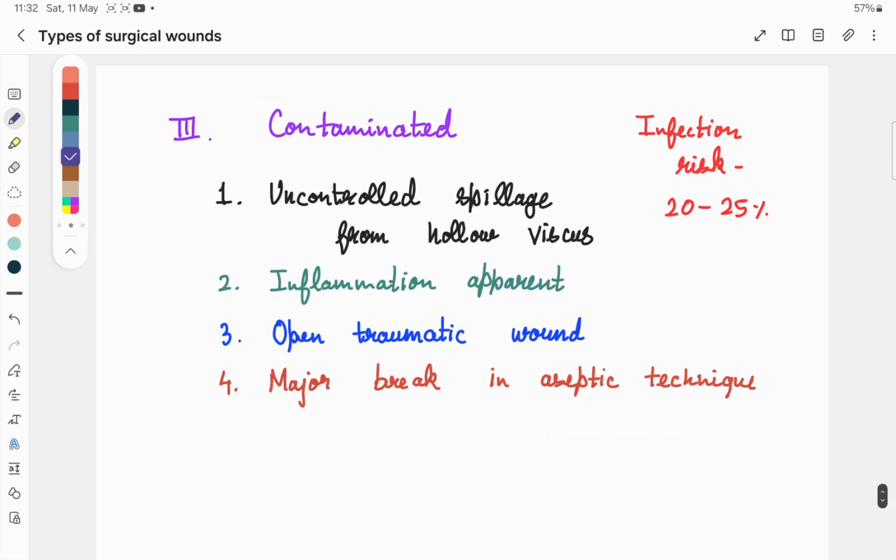Next, in contaminated and dirty, we have only the 4 major points, that is uncontrolled spillage from hollow viscus, apparent inflammation, open traumatic wound, major break in aseptic technique. Infection risk is 20 to 25%.